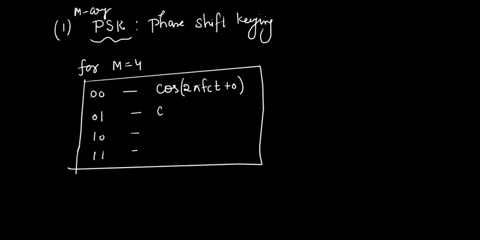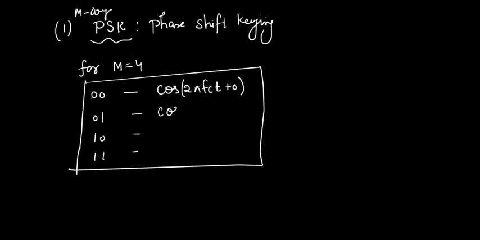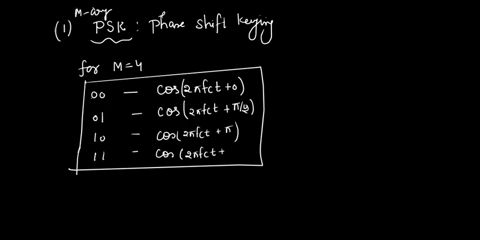So, M-ary PSK. M-ary PSK means you are now sending the information bits using the phase of the signal. Just hang on, everything will be clear. The phases are 0, pi by 2, pi and 3 pi by 2.